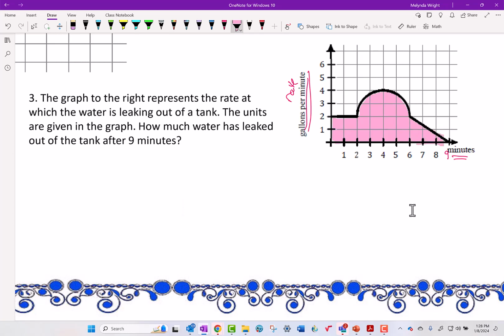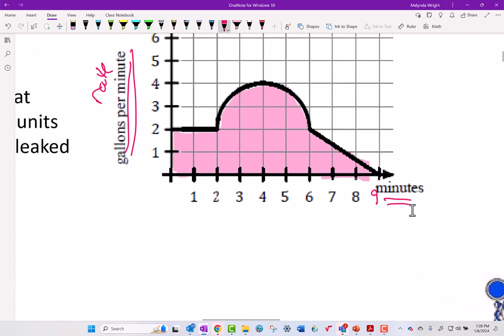This is just geometry. So what I would do to find that area is break this into different pieces. I would probably break it right here. I know that's 2 times 2 is 4, so that area is 4. Let me make that a different color so it shows up better. Here we go. That's 4.